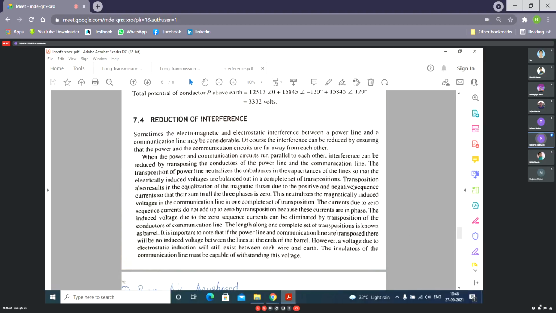Suppose that is a 300 kilometer transmission line. It is divided into three parts, say 100 kilometer. In 100 kilometer, the lines are transposed so that each occupies three positions. So that 100 kilometer line will be called one barrel. That 100 kilometer length.